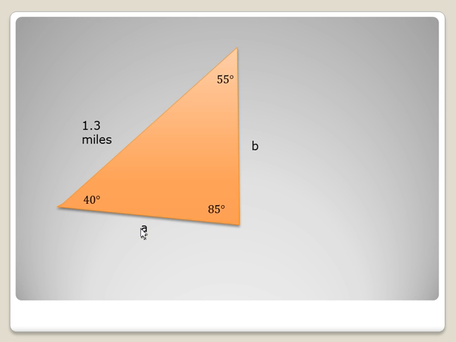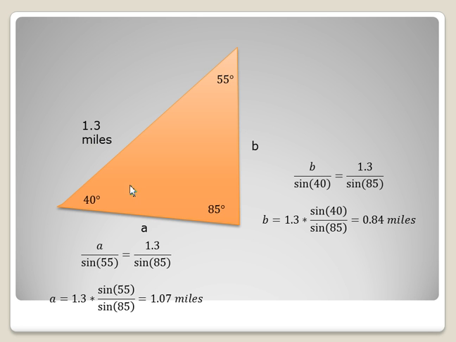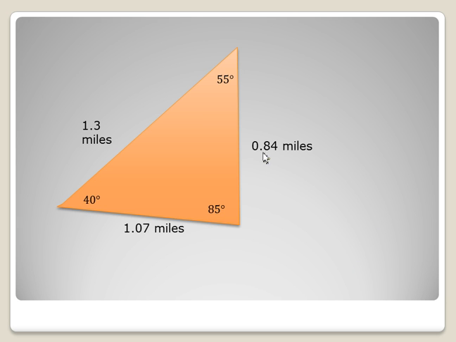So we can solve, with a with its opposite angle, b with its opposite angle. Excuse me. So a is going to be 1.7 miles, and b would be 0.84 miles. So we fill that information in, and we've used the law of sines. So we solved it, and you can go ahead and try it as well.